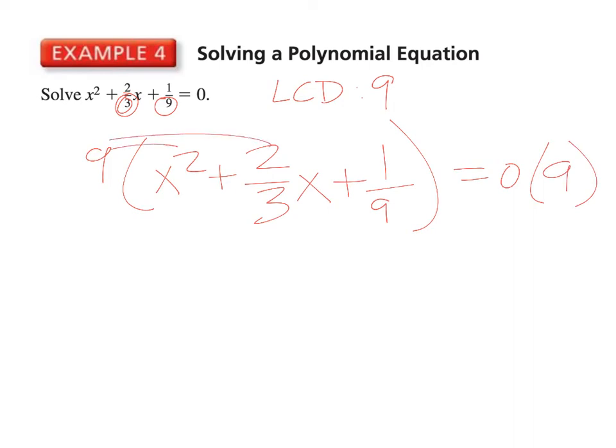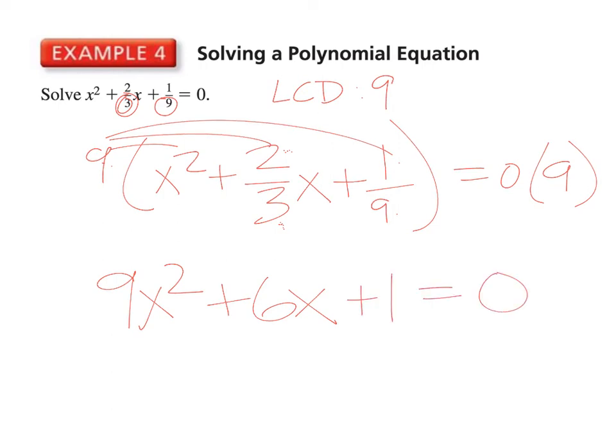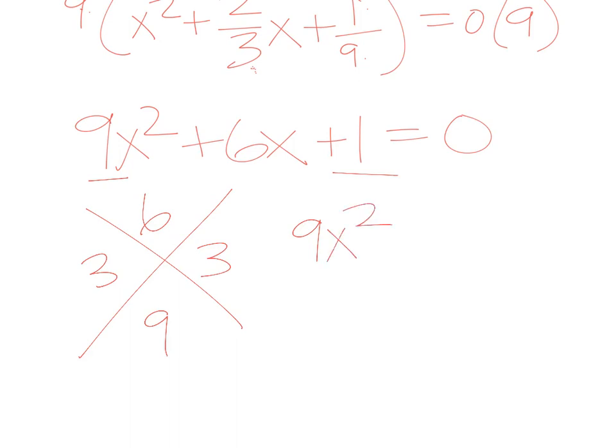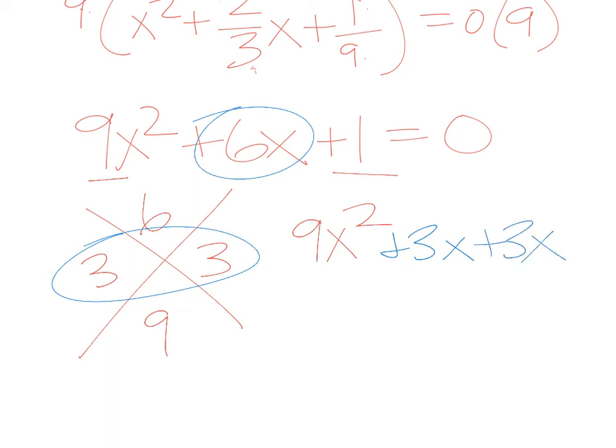All right, I'm going to distribute this 9. So I get 9x squared. Then I get 9 divided by 3 is 3 times 2 is 6. Then I have 9 divided by 9 is 1 times 1. That's just 1 and equals 0. Okay, now I'm going to solve. So I need to find two numbers that add up to 6 and multiply to give me 9 times 1, which is 9. So that would be 3 and 3. So I break up the second term using these two values. And I have plus 1. Now I group.